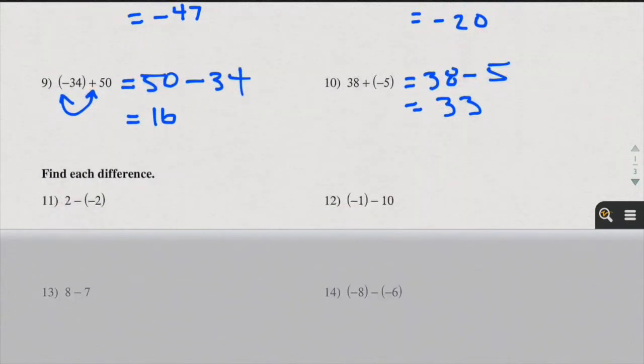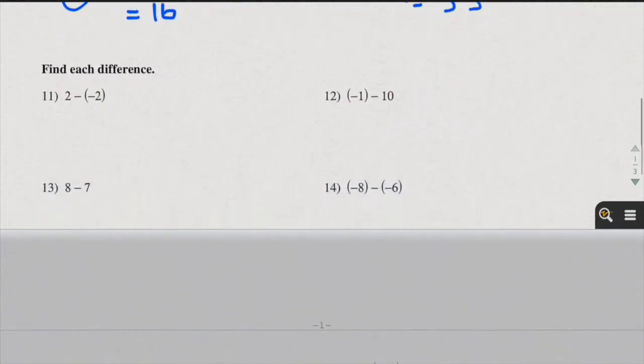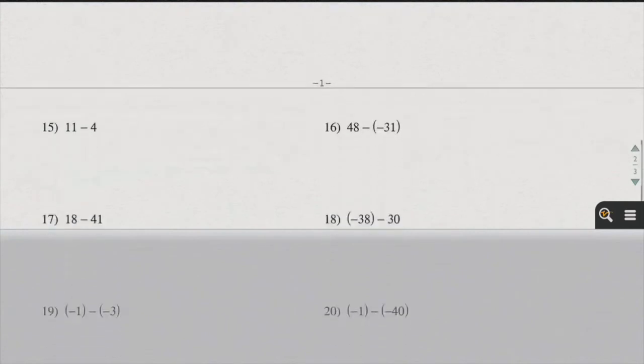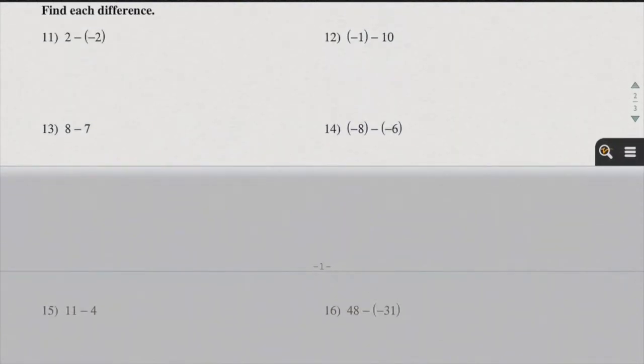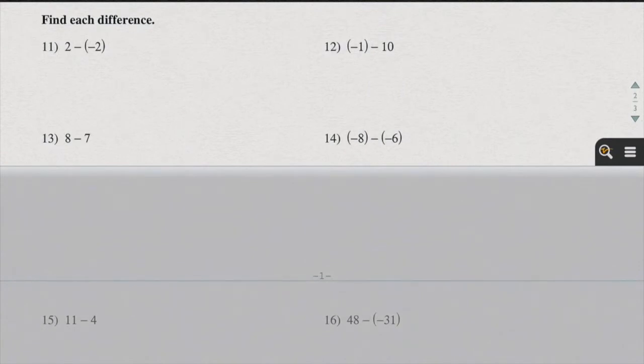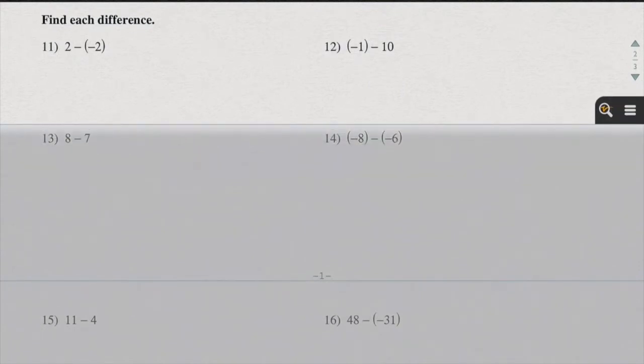Okay, those were all using addition. Now 11 through 20, we're going to be doing subtraction or finding the difference. Same method, same concept, just subtracting instead of adding. So let's do this. Number 11, 2 minus -2. Well, what we end up with on that is we keep that 2 in the front, and a negative is a positive, and we get a 2. 2 plus 2 is 4.